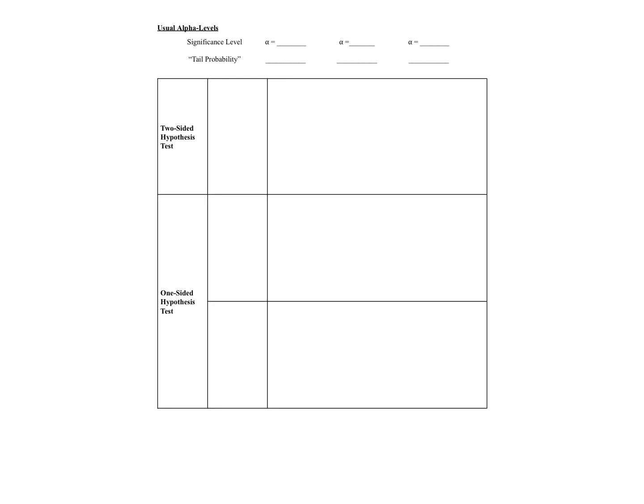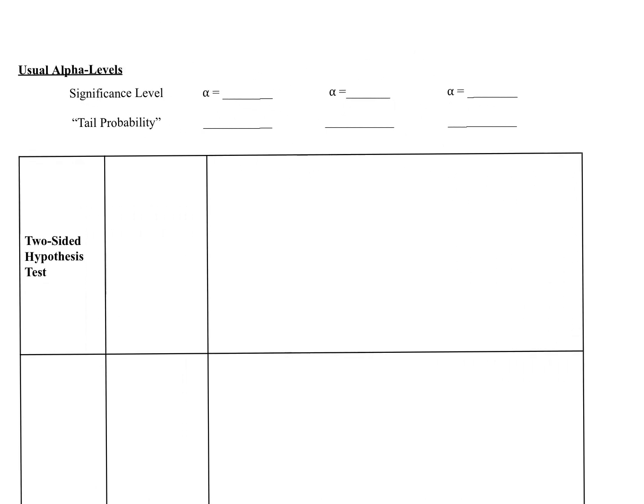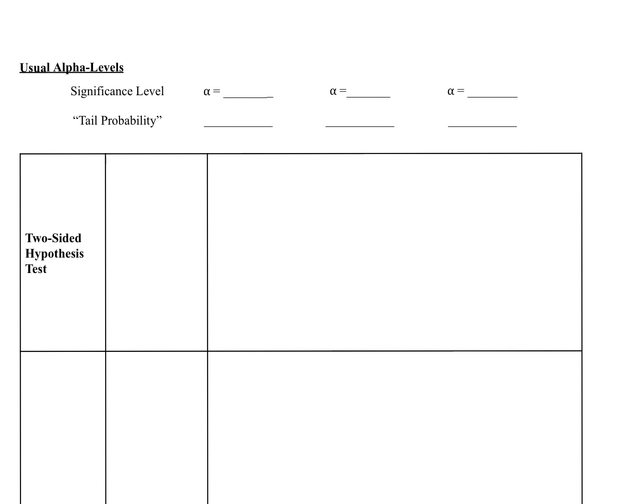So let's talk about some very commonly used alpha levels, so significance levels. So there are three very, very common ones. One of them is that alpha is 0.01, 0.05, or 0.10. So what that means is we're looking at the probability of something being 1%, 5%, or 10% in that direction. And we'll talk about what this looks like for each of our types of tests.